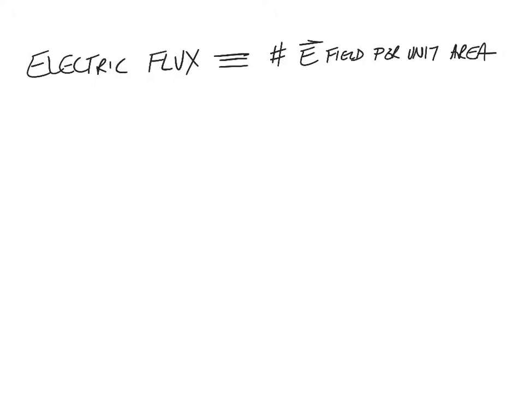So since we're dealing with electric field lines, remember that the electric field is defined as kQ per r squared, and I'm going to put r hat for the direction of the electric field. The direction of the electric field is along the line between the source and the observation location. So r hat works just fine for that.